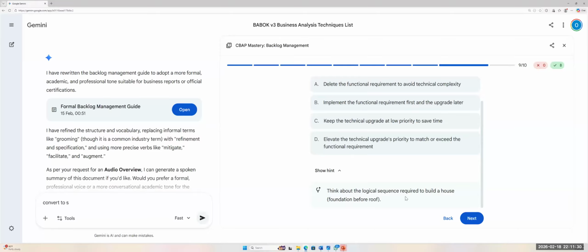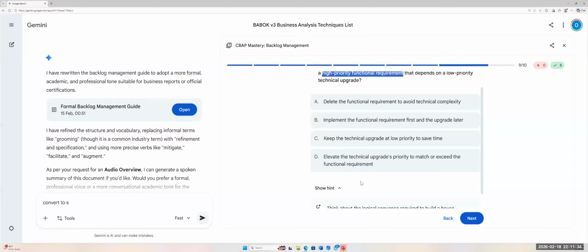So think about the logical sequence required to build a house. Okay, Precious said D. Why D? I chose D because, I'll give you a hint too, think about the logical sequence required to build a house. Foundation before the roof.